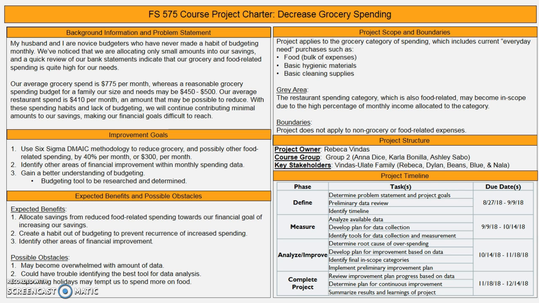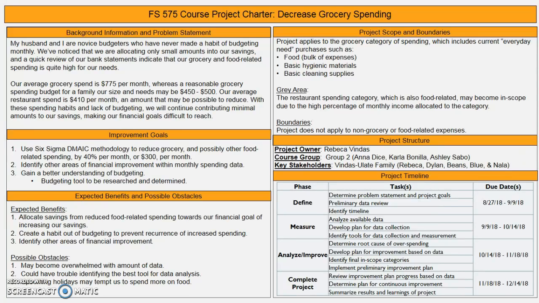But a gray area here is the restaurant spending category. It's also food related, and just due to that average number that we found, it's a high percentage of our monthly income, and we really want to bring that into scope, I think. It's still in progress, but definitely in consideration.